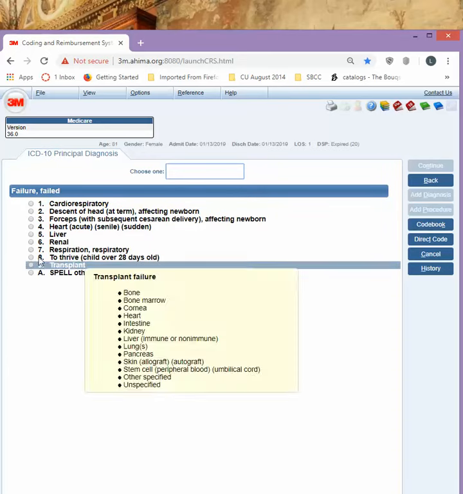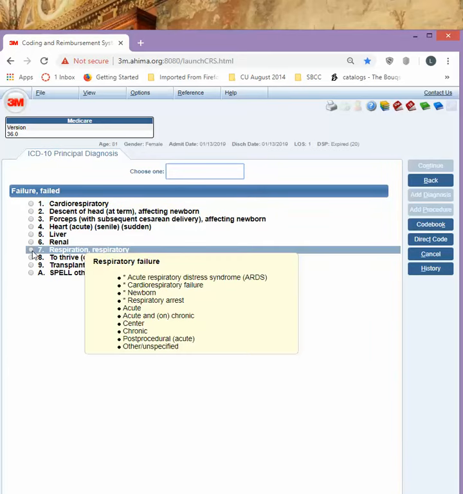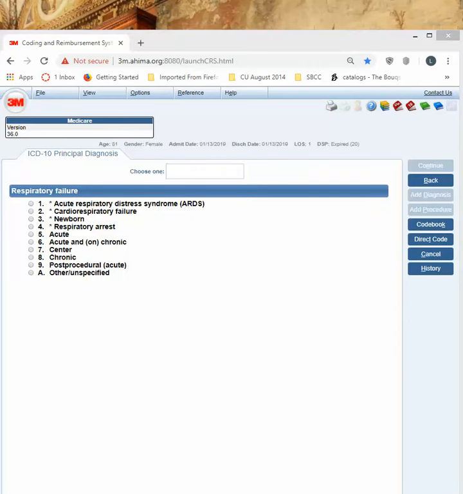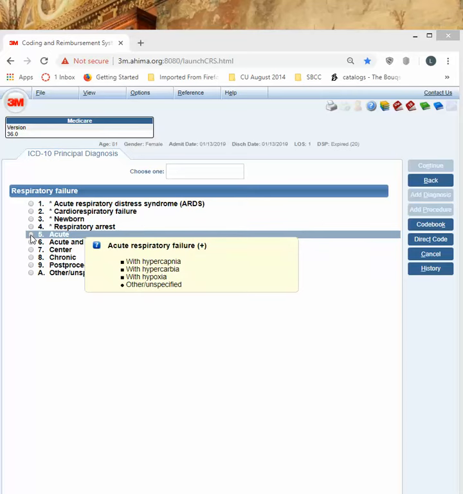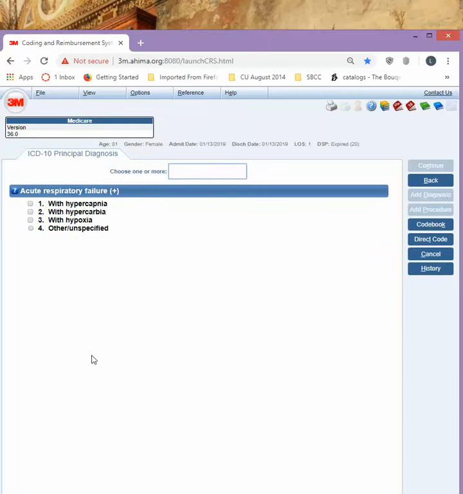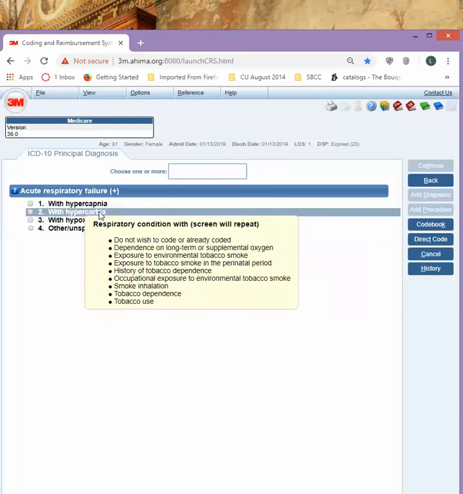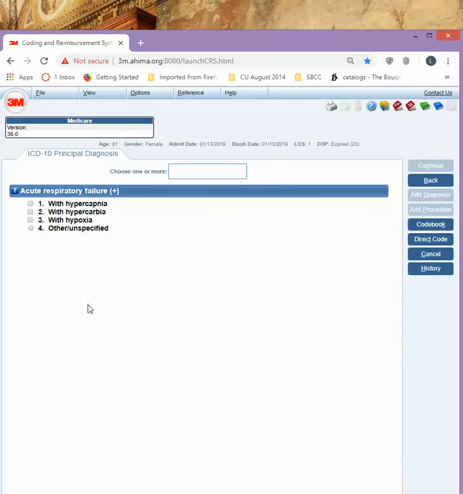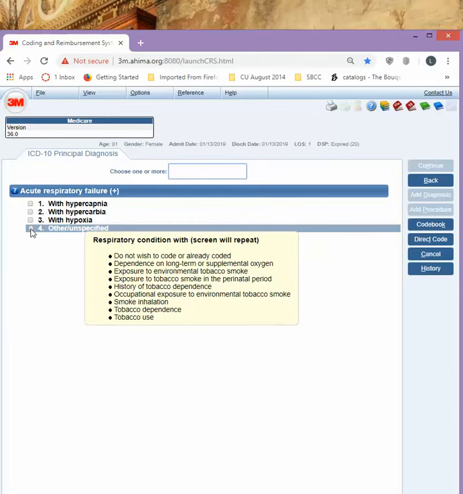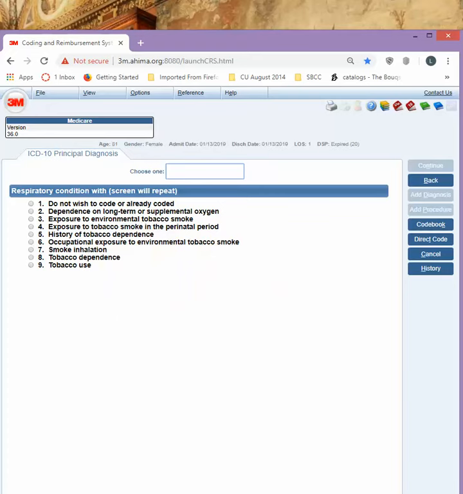And then again, this patient had respiratory failure, which is option number 7. And it is noted as acute in the clinical information. We're going to choose option 5. Then it gives us 4 options: hypercapnia, hypercarbemia, and hypoxia, none of which are documented in our clinical information. So we're going to choose option 4, which is other or unspecified. In this case, unspecified.